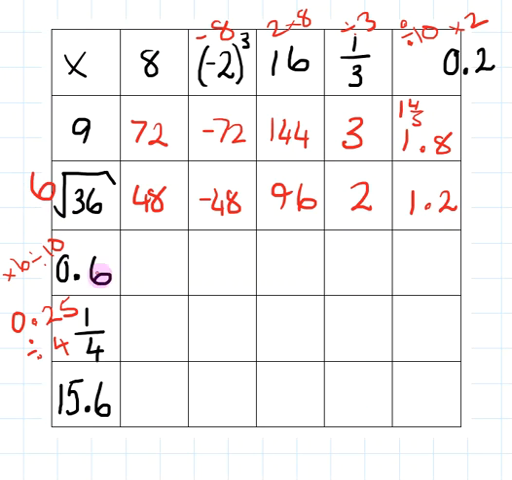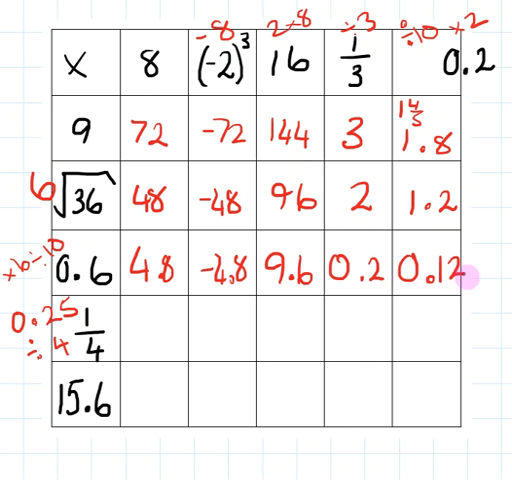If I do times by 6 and then divide by 10, I get the 0.6. So actually, I can just do this answer divided by 10, which is what we're going to talk about today. Anyone know how to do that? So 48 divided by 10 is 4.8. Negative 4.8. 9.6. 0.2. And 0.12, not 0.12. Do you know why?